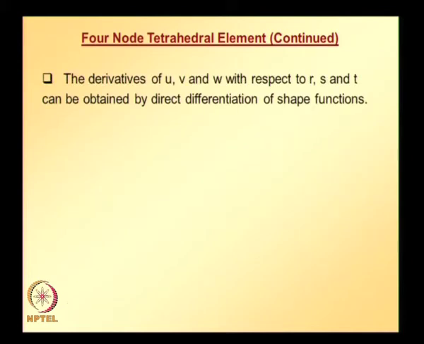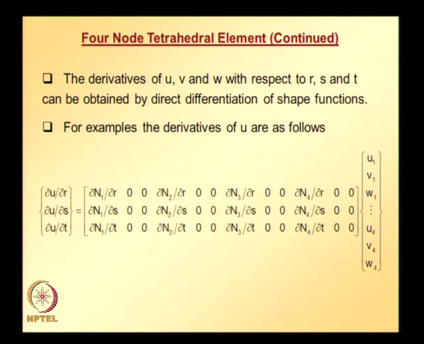So, the derivatives of u, v, w with respect to r, s, t can be obtained by direct differentiation of shape functions. Please note that N1 is equal to r, N2 is equal to s, N3 is equal to t, N4 is equal to 1 minus r minus s minus t. So, we can easily calculate the derivative of N1, N2, N3, N4 with respect to r, s, t. So, derivatives of u, v, w with respect to r, s, t can be easily obtained once we know the derivatives of shape functions with respect to r, s, t, which we can easily get, since we already know the expressions for shape functions.